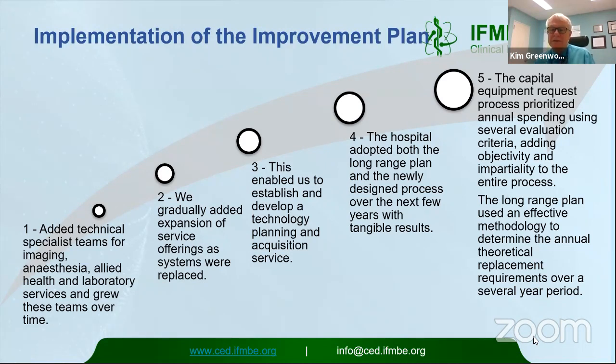Key to this was redesigning the capital equipment request process in the hospital and prioritizing requests against several criteria, adding objectivity and impartiality to the entire process. And we developed long-range planning tools, which were used to determine the theoretical annual replacement requirements over a several-year period. Next slide, please.